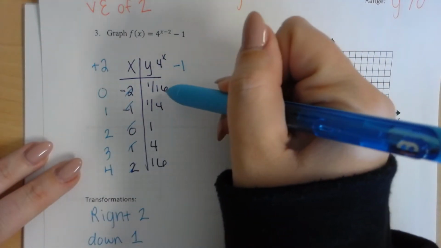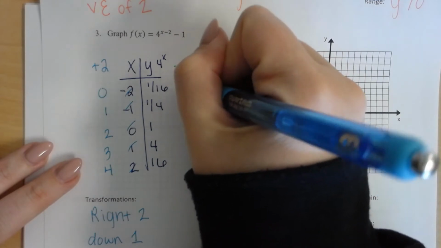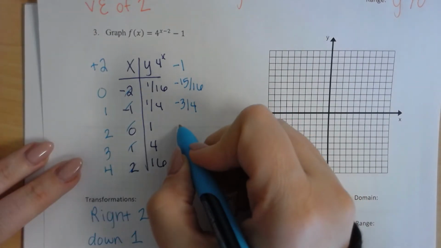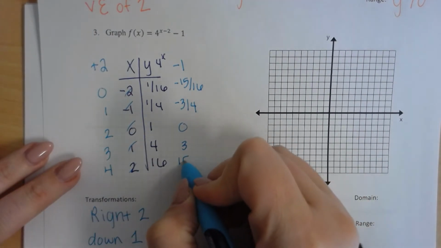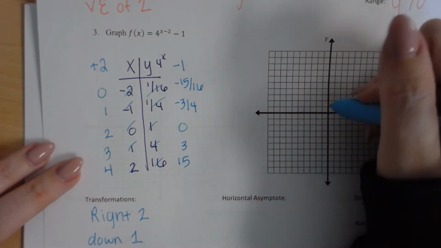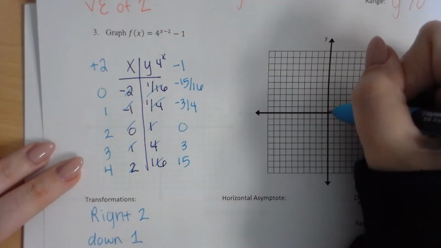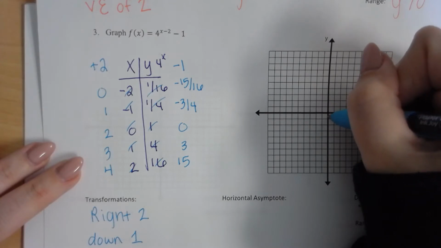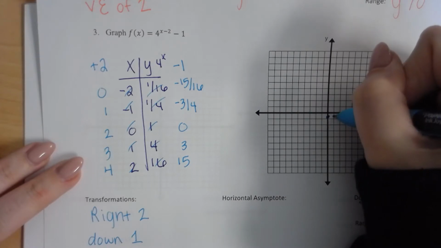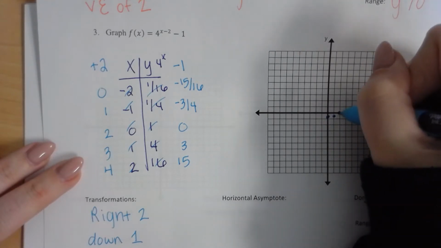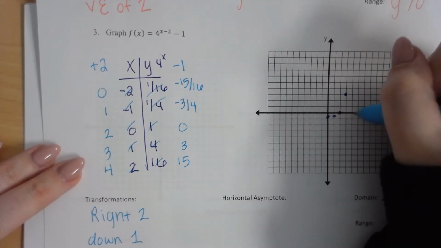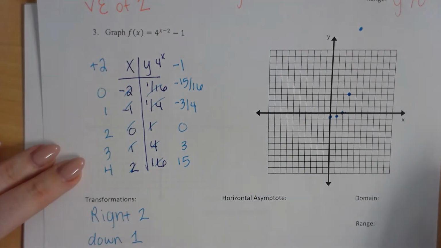Okay, so if I'm subtracting 1 from 1/16, that's going to give me -15/16, -3/4. So here are our new ordered pairs. So we're at 0, -15/16, so almost -1, 1, -3/4, 2, 0, 3, 3, and 4 way up here at 15.